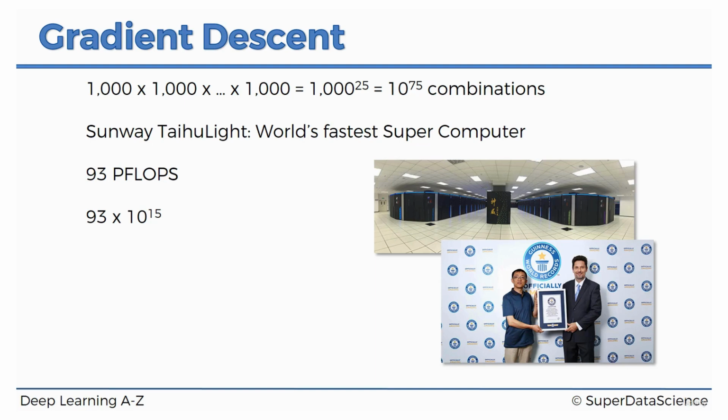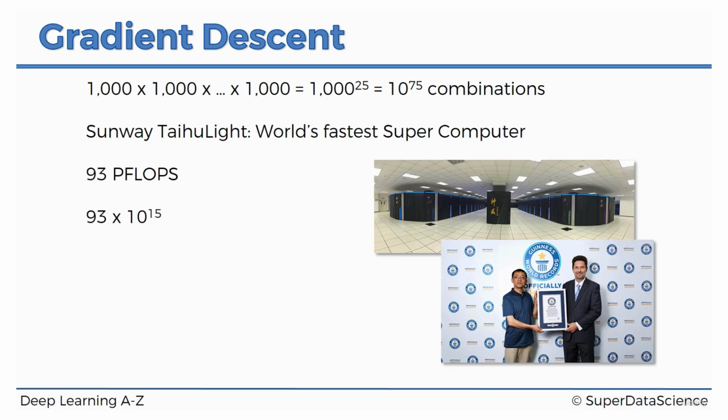And let's say hypothetically that it can test one combination for our neural network in one flop, basically in one floating point operation. That is not practical, because you need multiple floating point operations to test out a single weight in your neural network. But let's give it a head start.